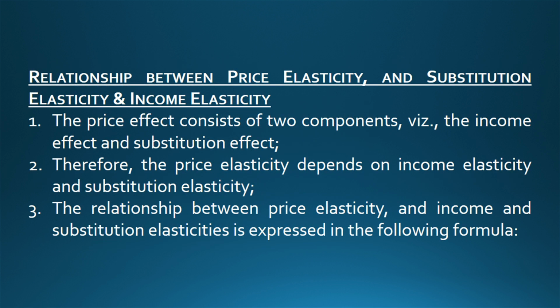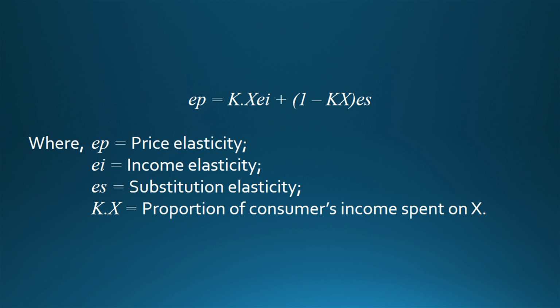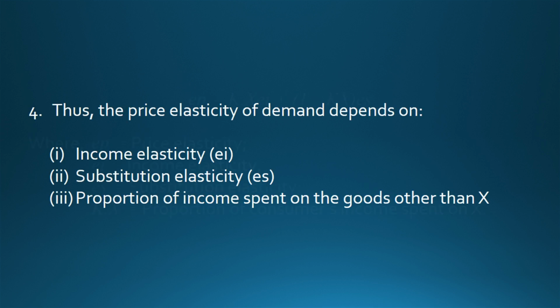Relationship between price elasticity and substitution elasticity and income elasticity. 1. The price effect consists of two components, viz. the income effect and substitution effect. 2. Therefore, the price elasticity depends on income elasticity and substitution elasticity. 3. The relationship between price elasticity and income and substitution elasticities is expressed in the following formula: EP equals Kx EI plus (1 minus Kx) ES, where EP equals price elasticity, EI equals income elasticity, ES equals substitution elasticity, Kx equals proportion of consumers' income spent on X. 4. Thus, the price elasticity of demand depends on 1. Income elasticity, EI. 2. Substitution elasticity, ES. 3. Proportion of income spent on the goods other than X.